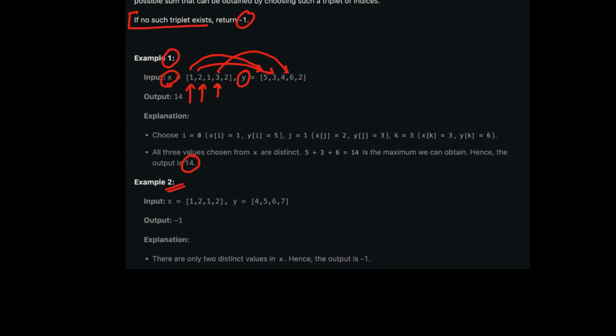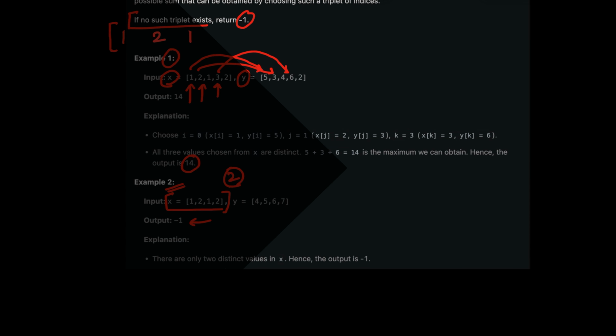In example number 2, we only have two unique values in the x collection, which does not suffice the requirement given to us. As we cannot build the triplet, the output is -1. I hope you are able to understand the problem statement. Now let's switch to the whiteboard and discuss how we can solve this problem by breaking it down into smaller pieces.